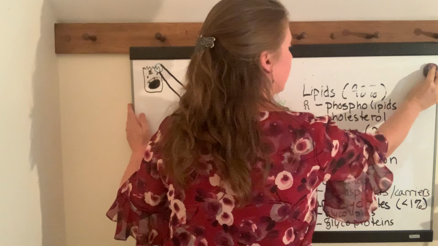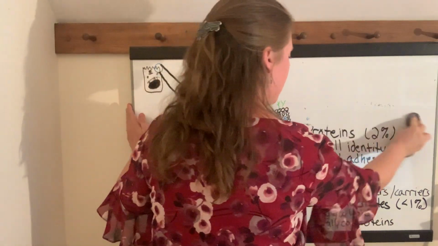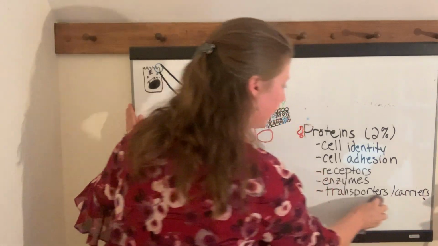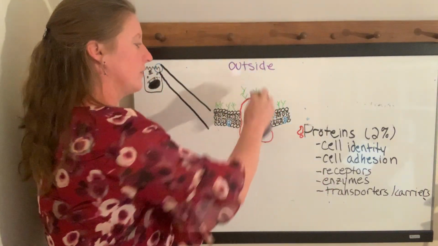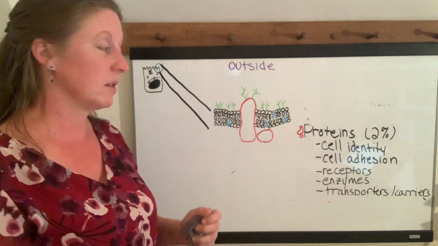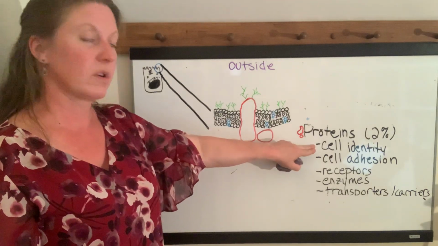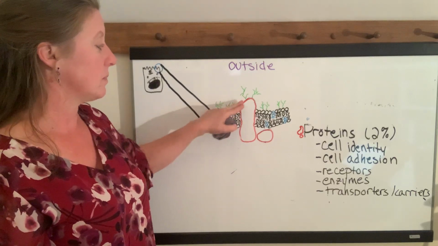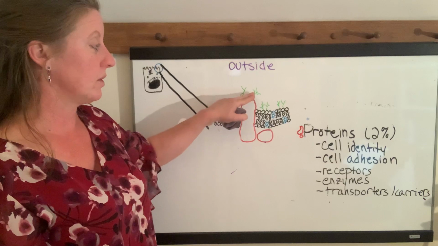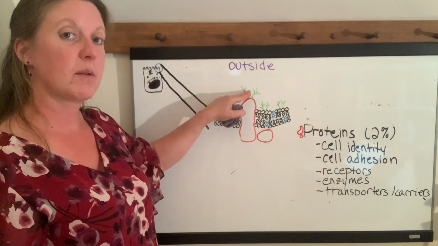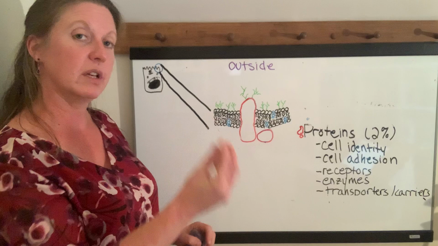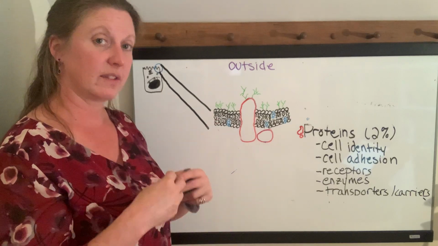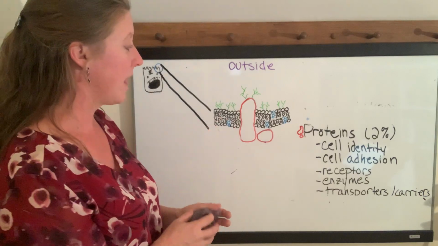Okay, so get rid of this and get rid of this. This is what we're talking about now. So the first type of protein that we find in the plasma membrane is one for cell identity. And that's pretty much what I've drawn right here. This particular protein is a glycoprotein, and this arrangement of the carbohydrates on this protein is unique to this individual and allows the immune system to know whether this is self or this is something foreign.